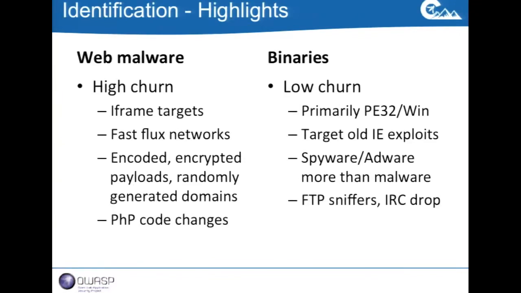Some pieces of code are encoded. They're encrypted. PHP code can change. And they also link up to fast flux networks where the domain names keep changing. The IPs keep changing. So it's kind of like running after a rabbit, a whack-a-mole. Where do I kill it?